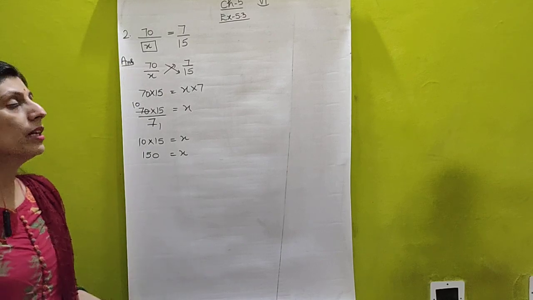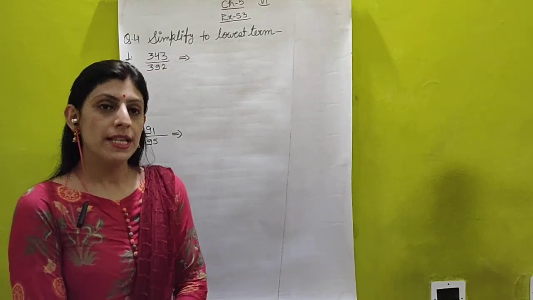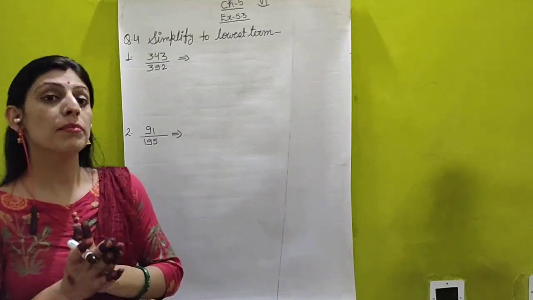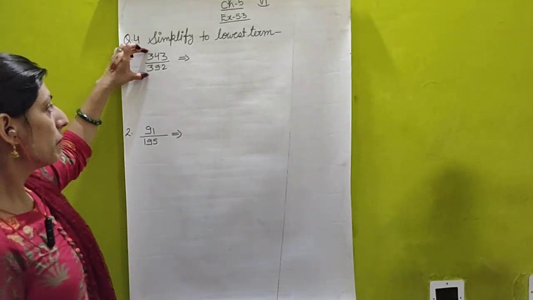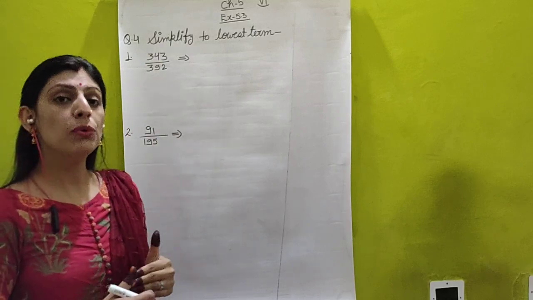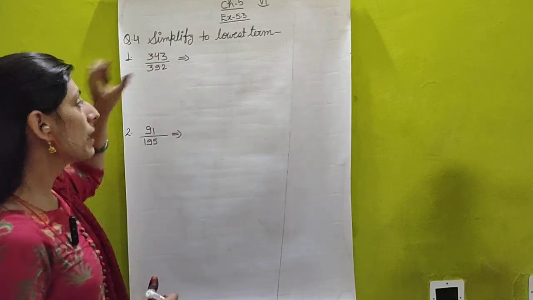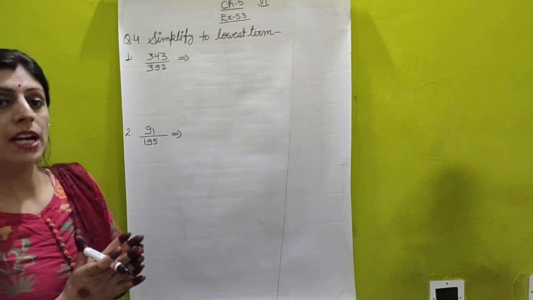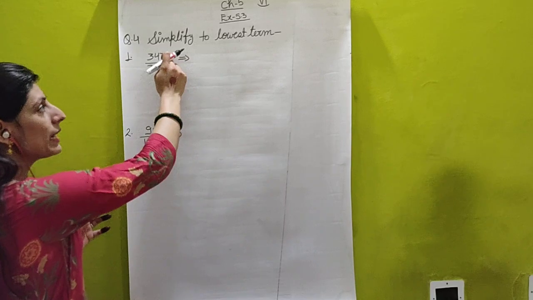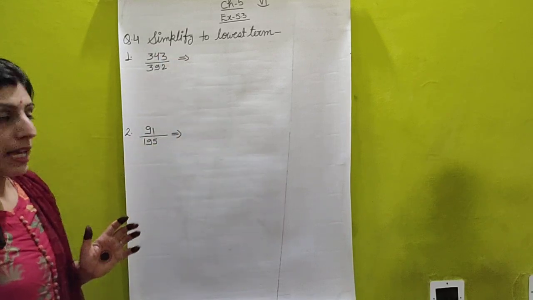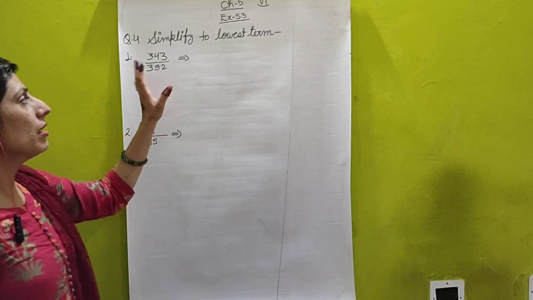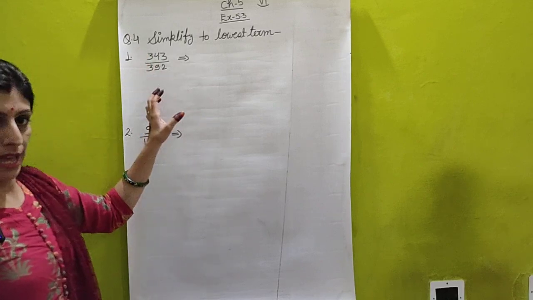Now question number 4, students, is simplify to lowest term. Lowest term means, students, we are to use the cutting method here. First we are to find in which table both numerator and denominator are coming. Then by that table we will divide both of them.